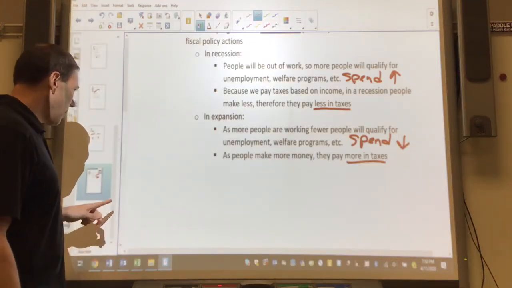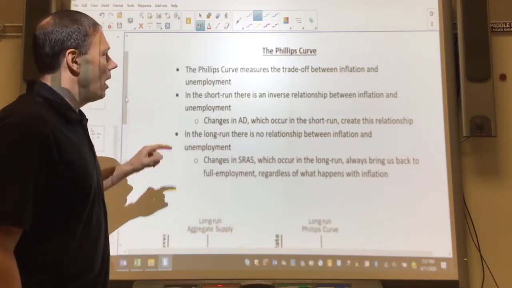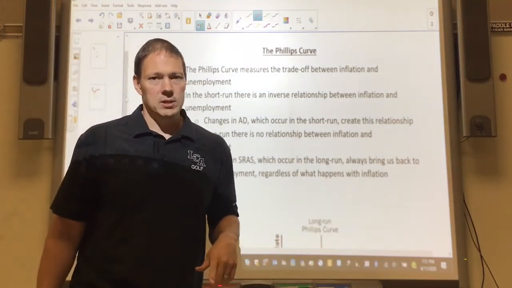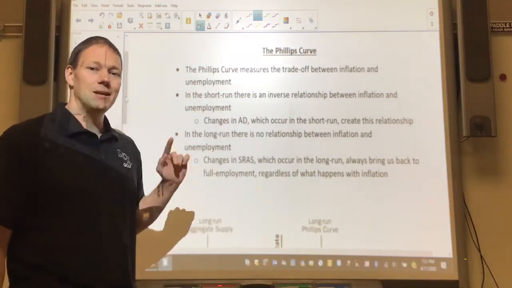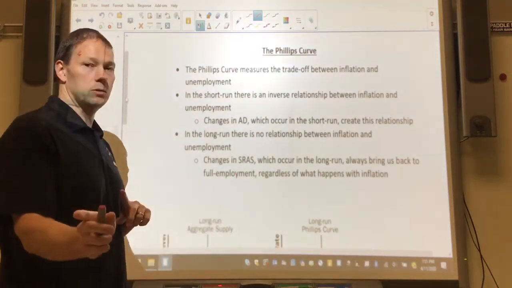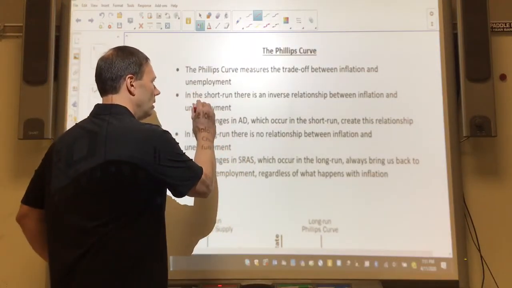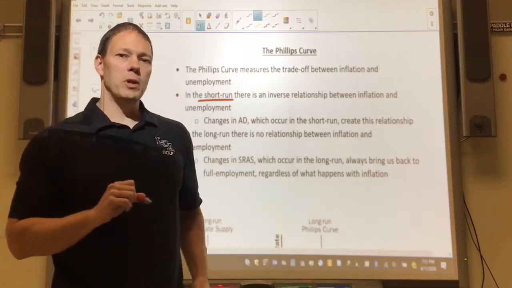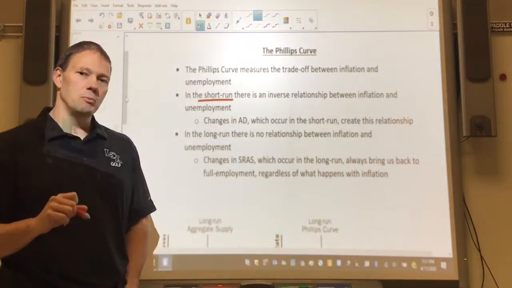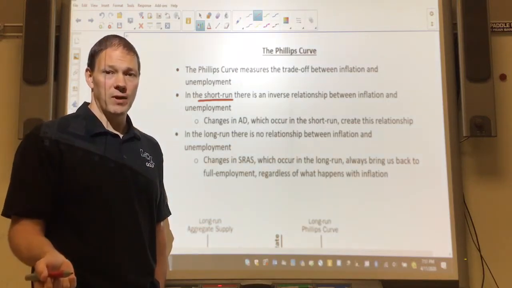All right, last concept. We got the Phillips curve, one of our favorite concepts. So what is the Phillips curve doing for us? It is measuring the trade-off between inflation and unemployment. Now here's how we do the trade-off. In the short run, and that's key, in the short run, we assume that there is an inverse relationship between inflation and unemployment. In other words, one goes up, the other one goes down, and vice versa.